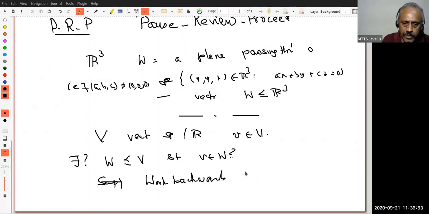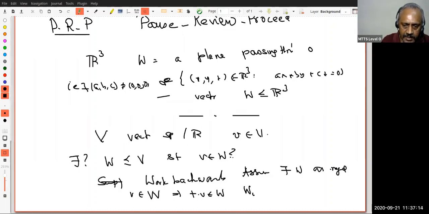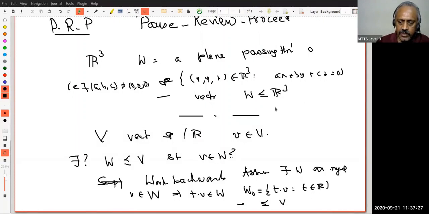Okay, that means what? Assume there exists such a W. Okay, as required. Then since v is in W, this implies t times v is in W. And as we did earlier, if I look at W0 equal to t times v as t varies over R, then this is a vector subspace of V. Okay, we did it for R2 and R3, but it's the same proof, right?